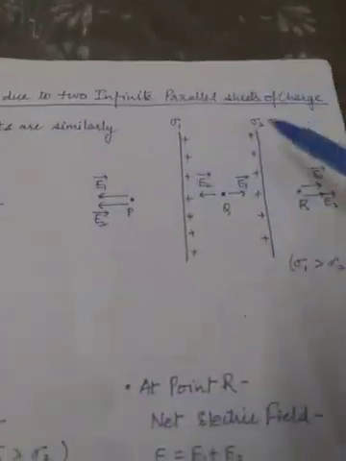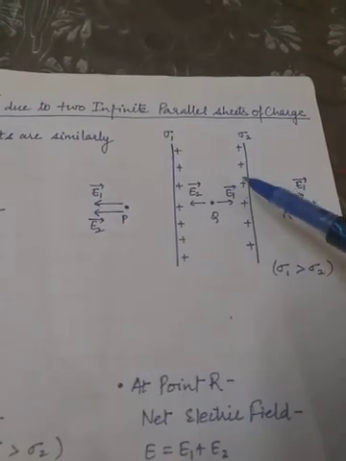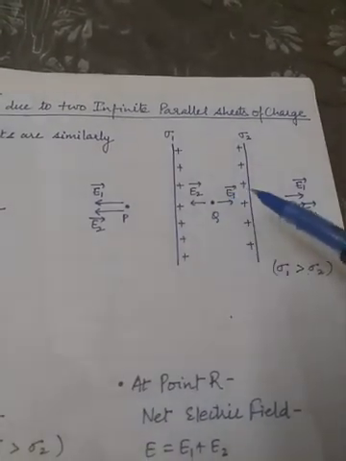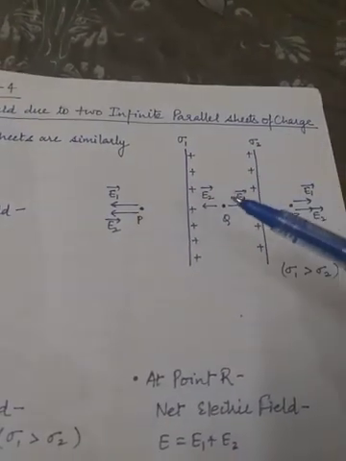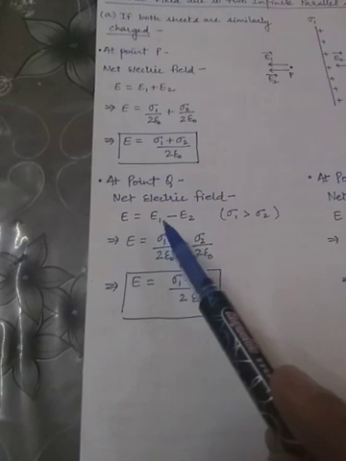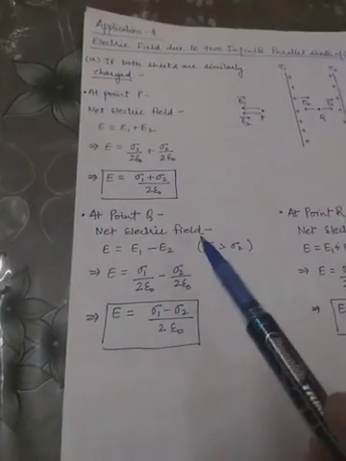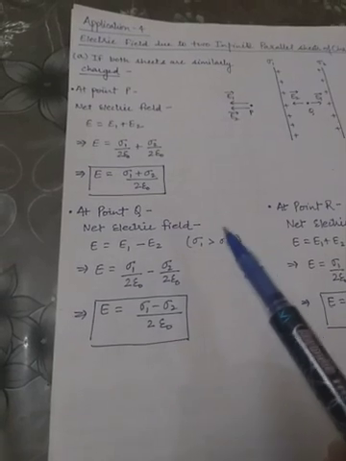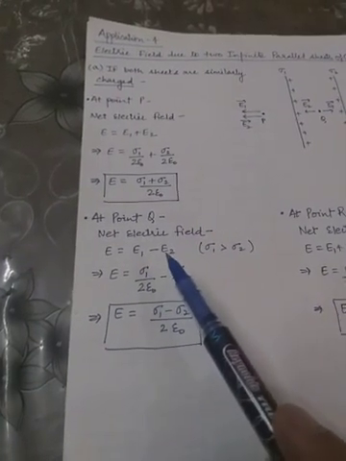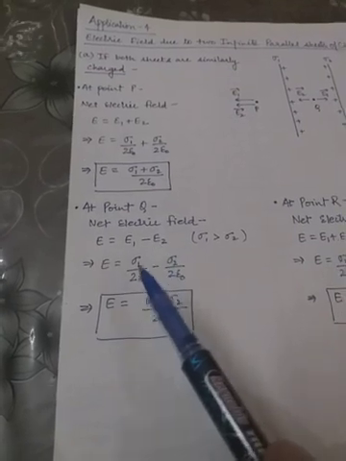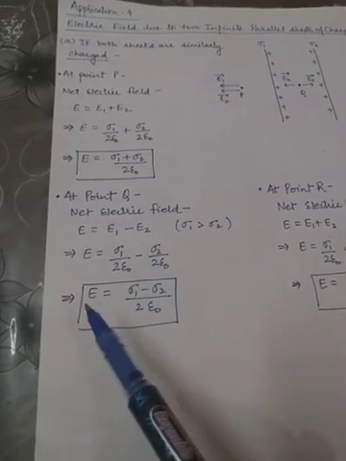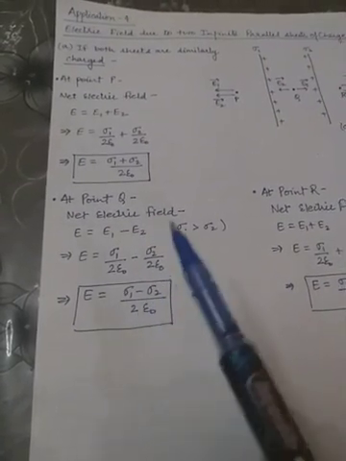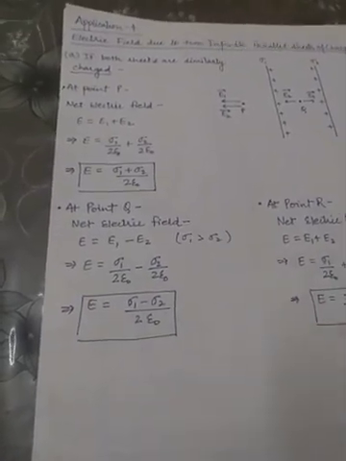Now for point Q. At this point Q, we can see the electric field E1 due to first plate is towards right, and electric field E2 due to second plate is towards left, as it is always away from positive charges. So here we can write E is equal to E1 minus E2. As we can say sigma 1 is greater than sigma 2, so E1 should also be greater than E2. That's why E1 minus E2. In next line, E is equal to sigma 1 upon 2 epsilon naught minus sigma 2 upon 2 epsilon naught. So E is equal to sigma 1 minus sigma 2 upon 2 epsilon naught. That is the intensity of electric field at point Q.